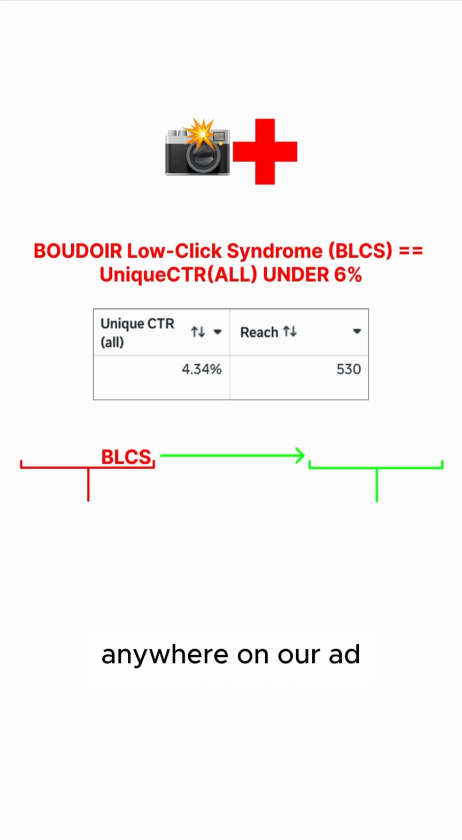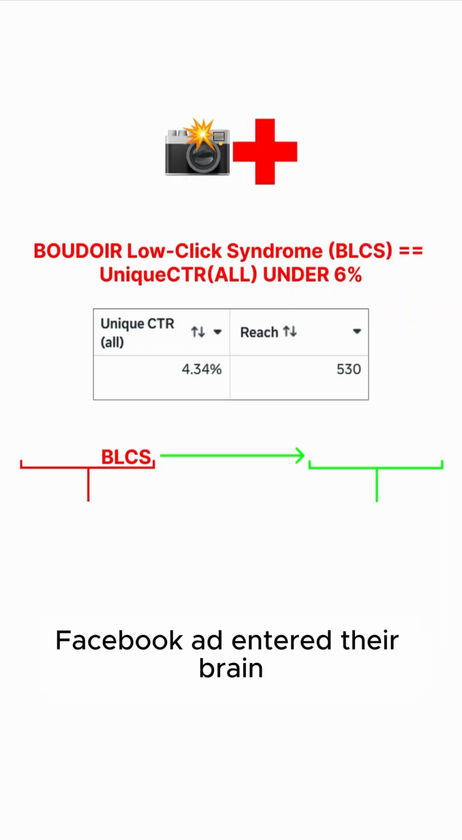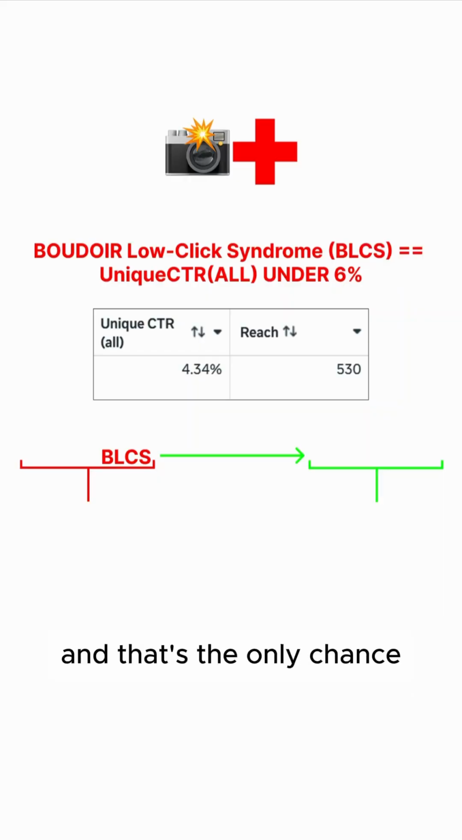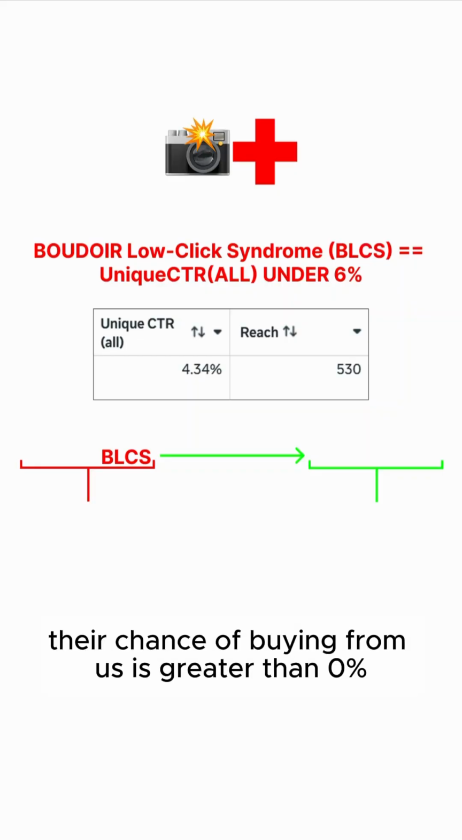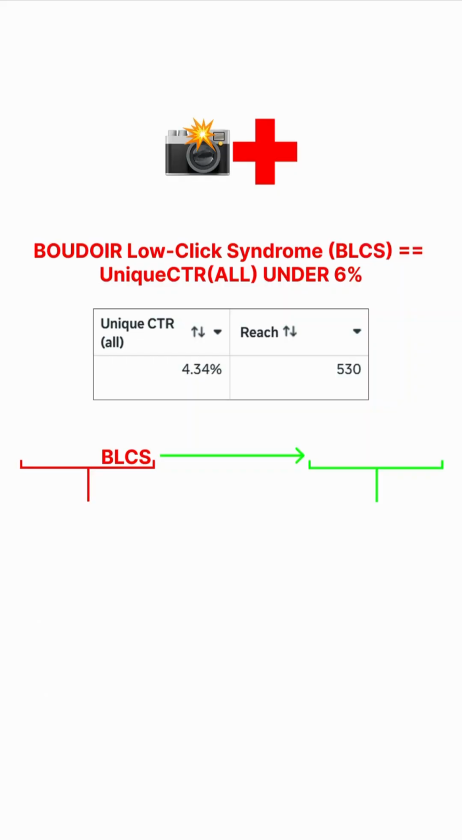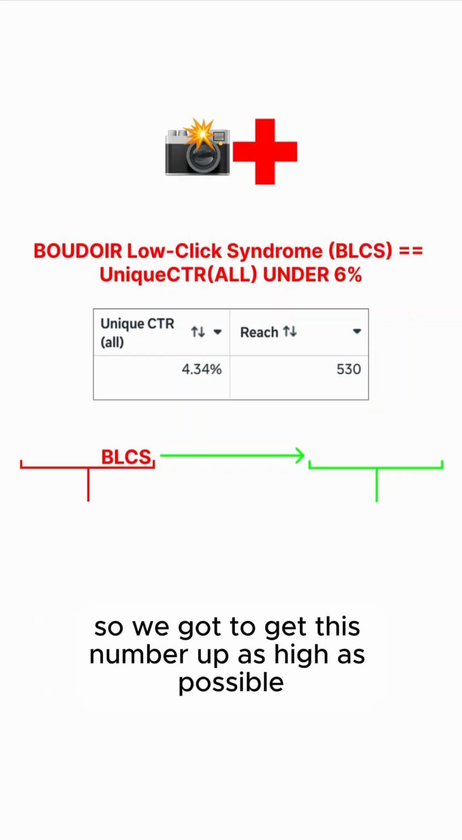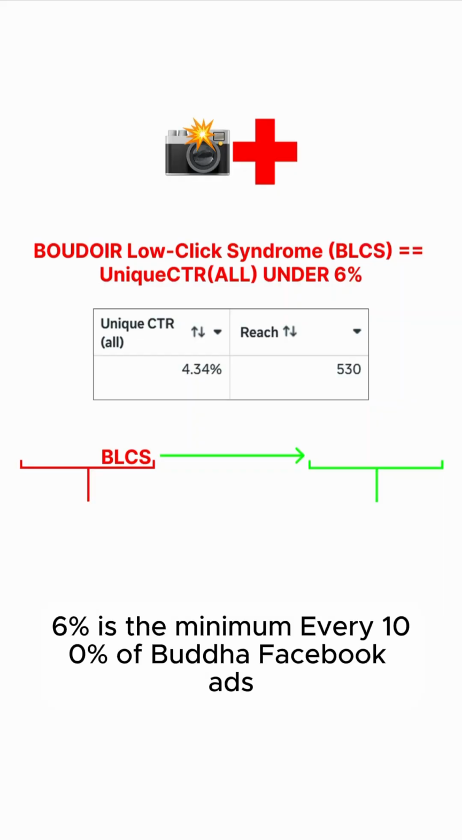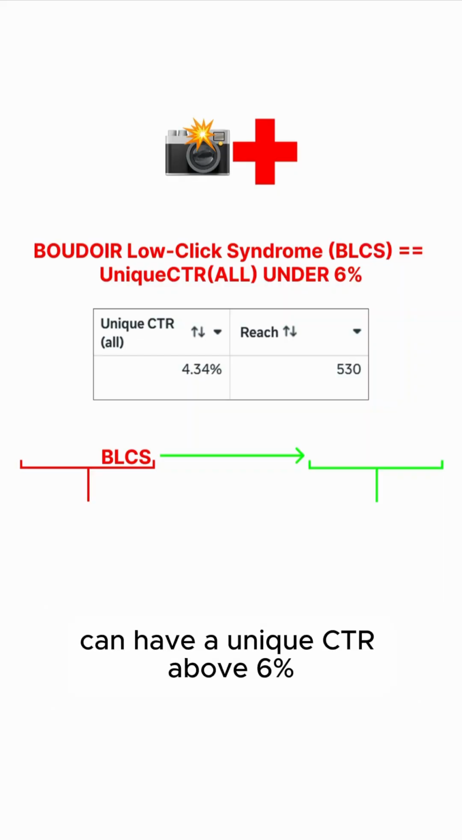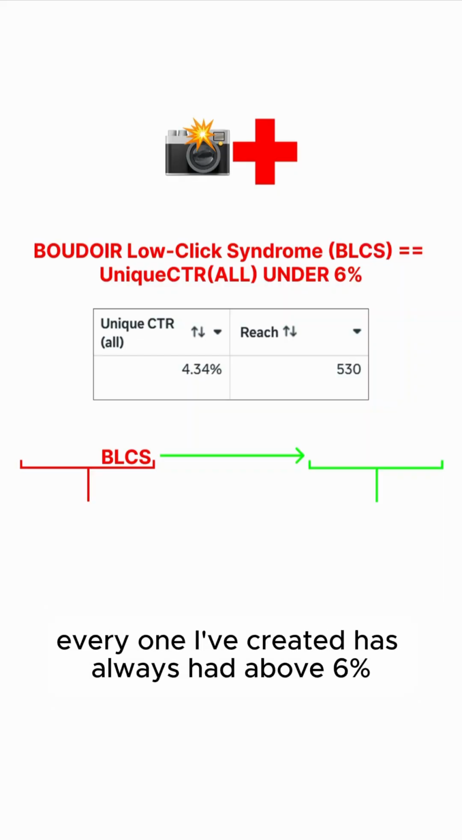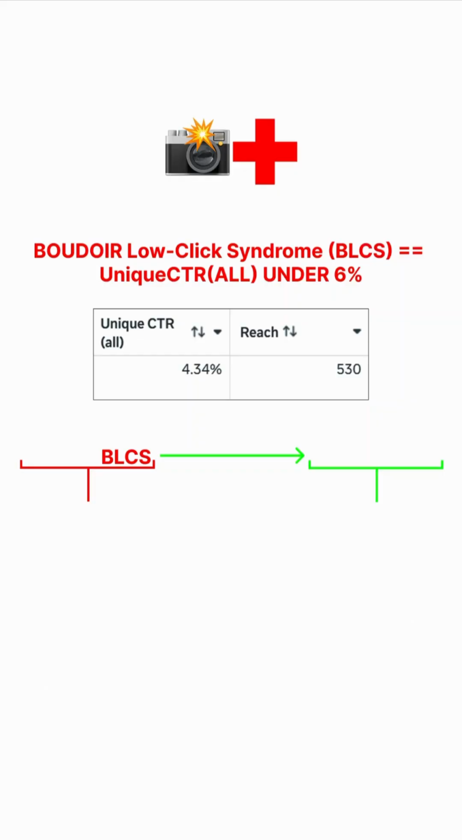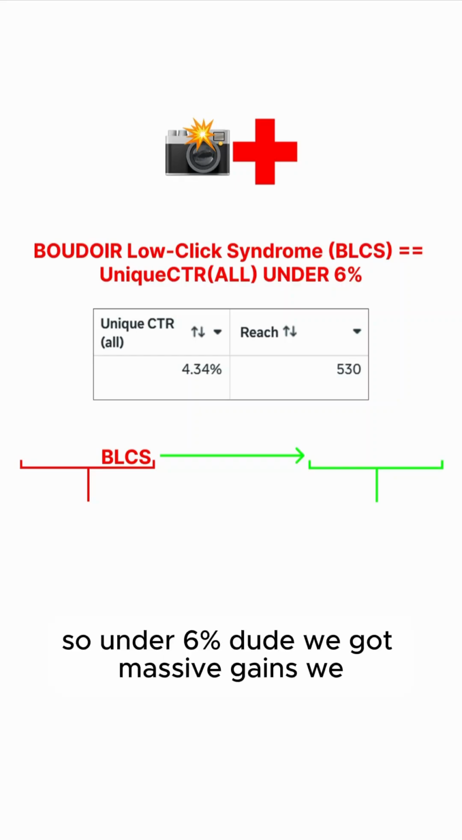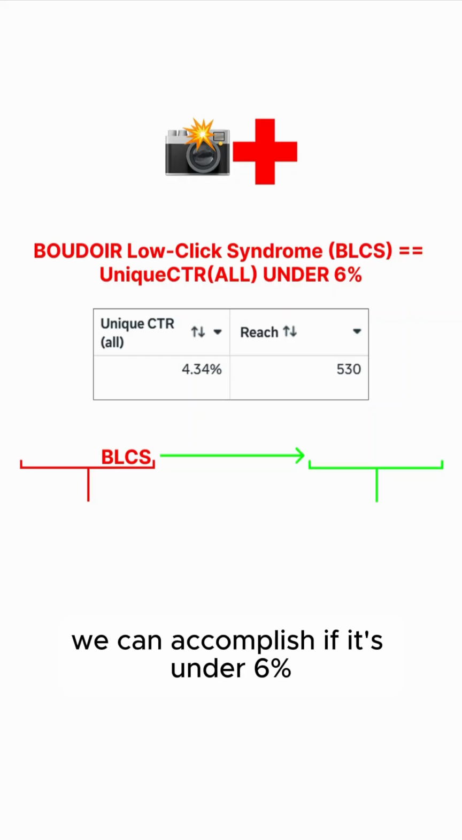We care about the number of women that click anywhere on our ad because then we know our Boudoir Facebook ad entered their brain, and that's the only time their chance of buying from us is greater than 0%. So we gotta get this number up as high as possible. 6% is the minimum. 100% of Boudoir Facebook ads can have a unique CTR above 6%. Every one I've created has always had above 6%, even if I only try a little bit. So under 6%, we got massive gains we can accomplish.